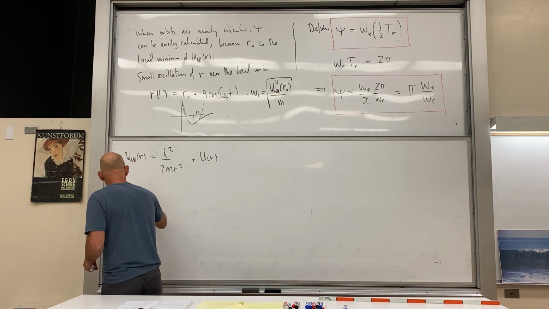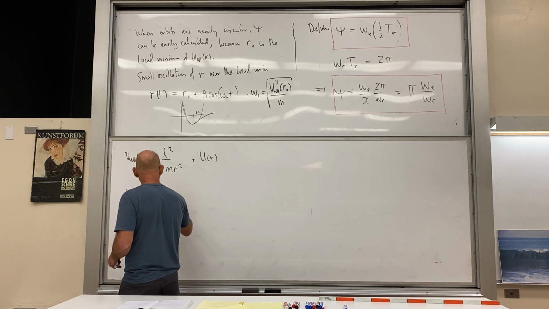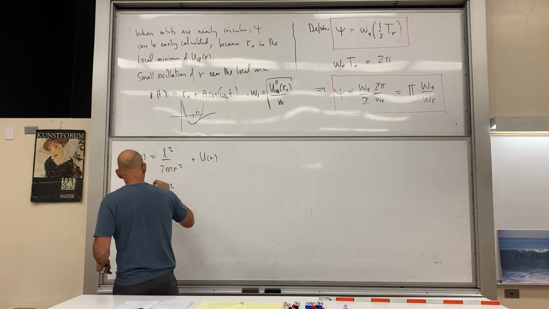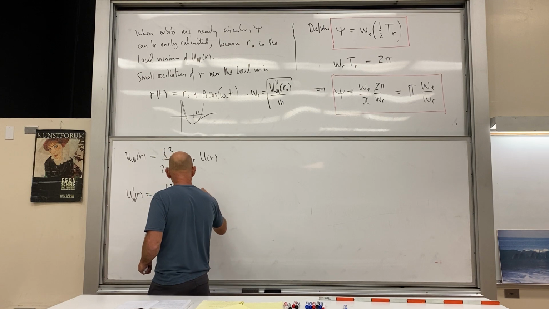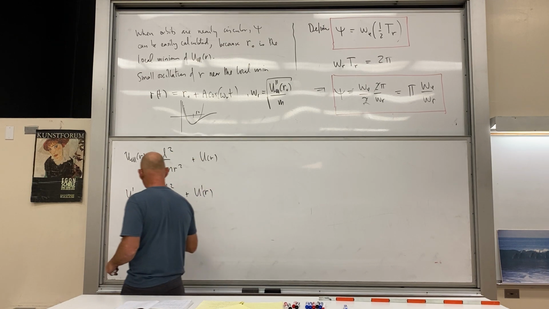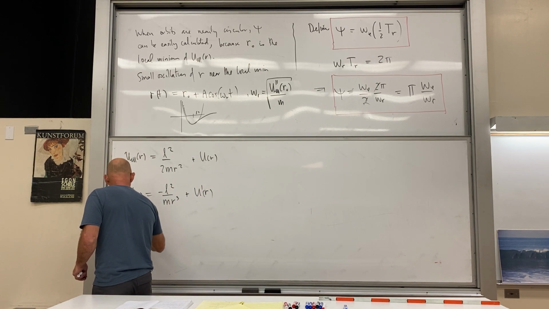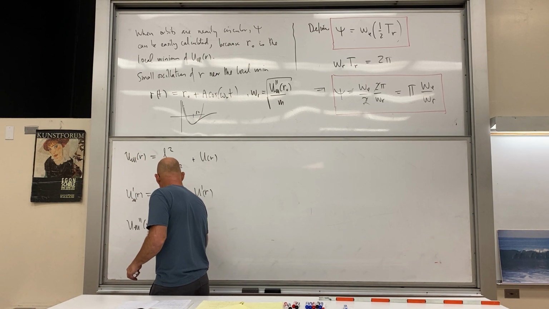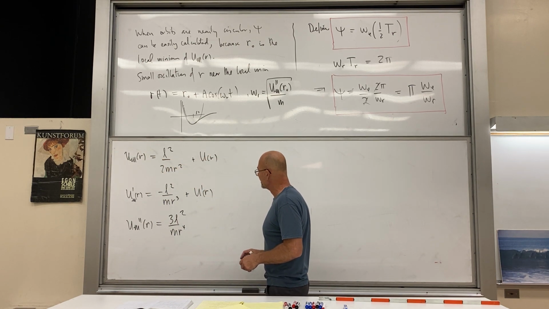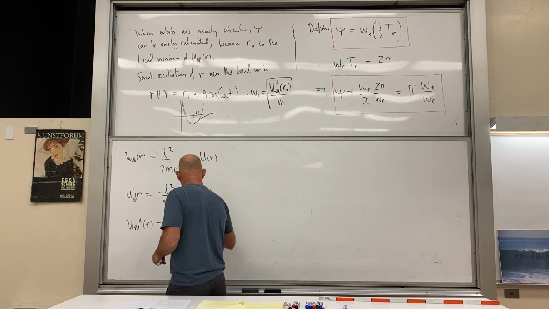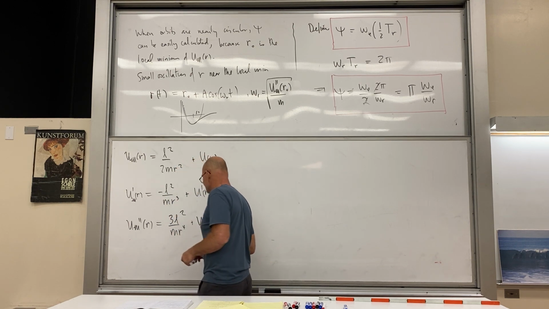U effective prime of R is equal to minus L squared over m R cubed plus U prime of R, and U effective double prime of R is equal to 3L squared over m R to the fourth power plus U double prime of R.